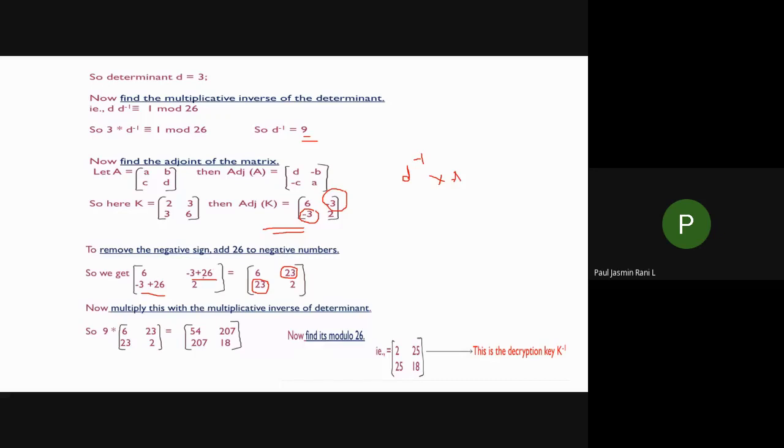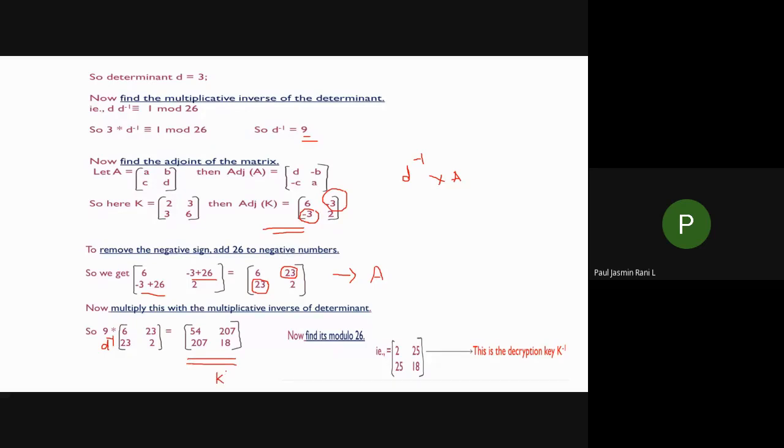Why are we doing the subtraction? Because you got a negative sign, therefore we subtracted from 26. So now you got this answer. This is the adjoint of A. Now you have the d inverse, which is 9. You have to multiply those things, so 9 into this matrix. What you are getting is your final K inverse.